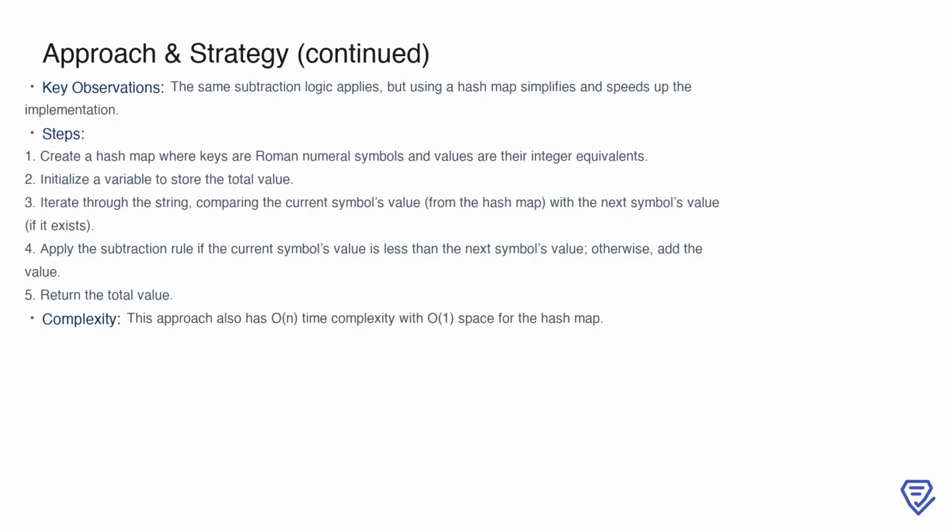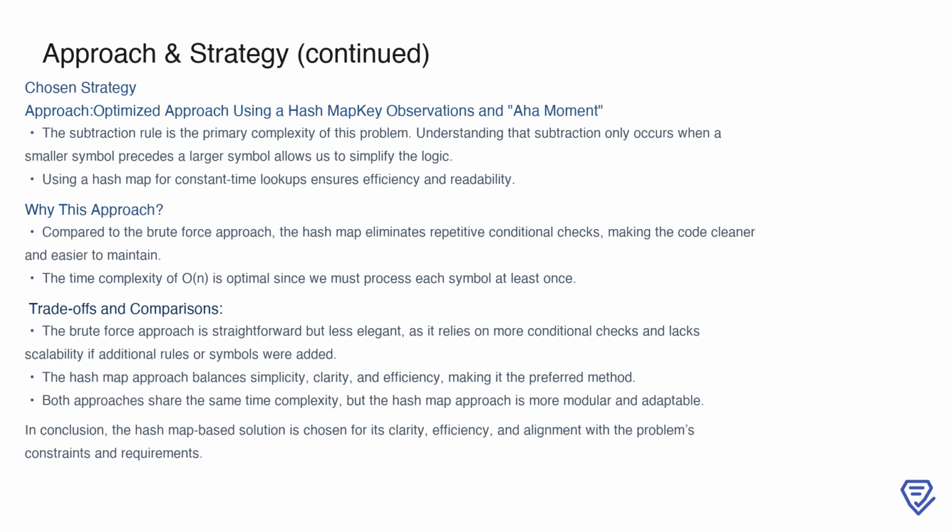This approach maintains the same time complexity of O(n), but is more concise and easier to read, with the hash map requiring only O(1) space. Ultimately, the chosen strategy is the optimized approach using a hash map. The key insight here is recognizing that the primary complexity comes from the subtraction rule, which only applies when a smaller symbol precedes a larger one. This understanding allows us to simplify the logic considerably.